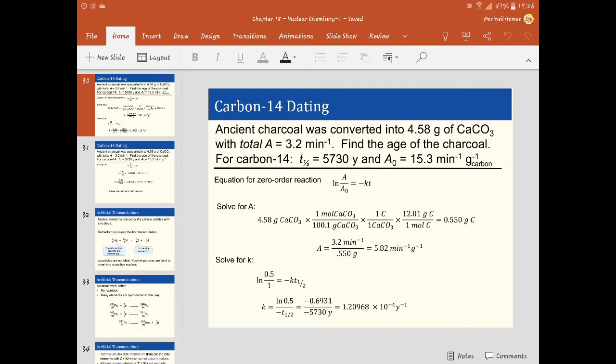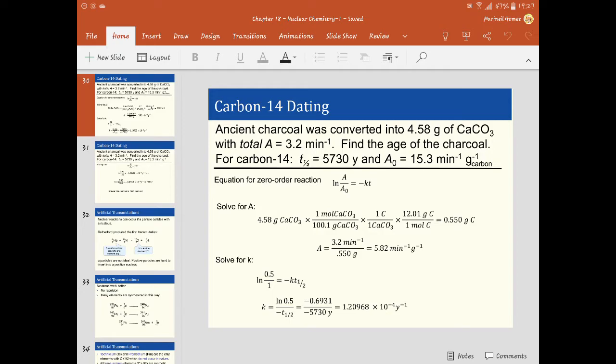So we have carbon-14 dating. We have ancient charcoal converted into 4.58 grams of calcium carbonate with a total activity of 3.2 per minute. So you have a sample of ancient charcoal, and you convert the carbon into calcium carbonate, and the activity of that sample of calcium carbonate is 3.2 disintegrations per minute. Find the age of the charcoal.